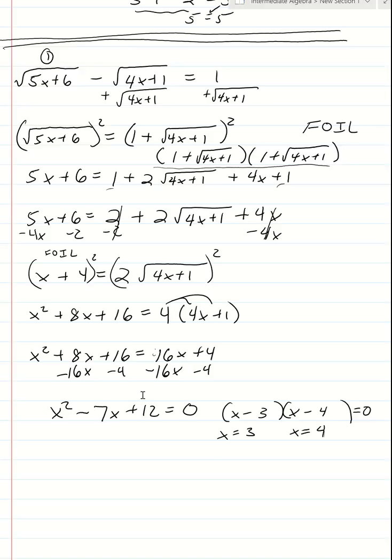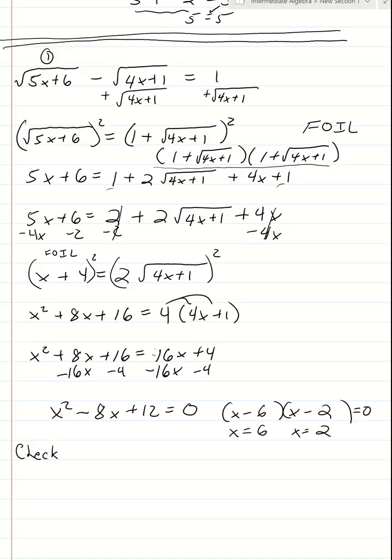Oh, I made a mistake. Up here I said 8 minus 16 is a negative 7. My apologies. It's a negative 8. And that's going to change these factors here. The factors of 12 that would add up to the negative 8 would have to be a negative 6 and negative 2. Okay, which would mean x equals 6 and x equals 2. Okay, now let's go and check to make sure these work.